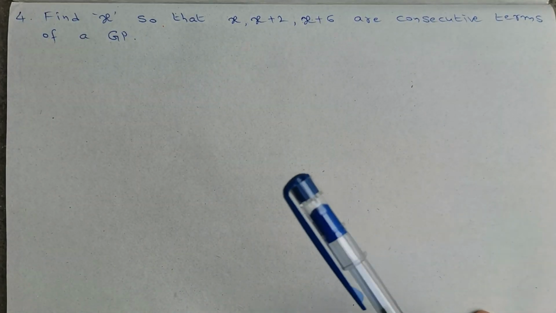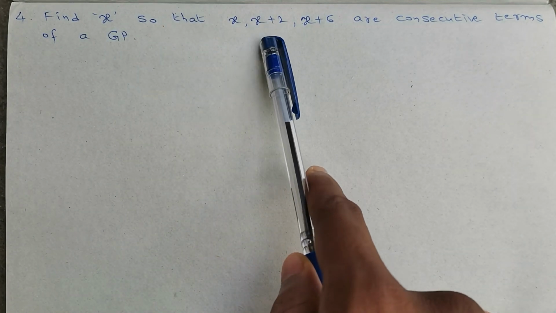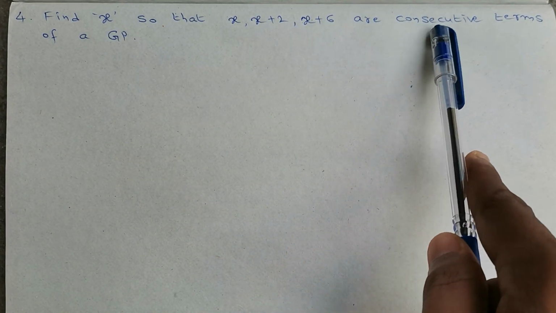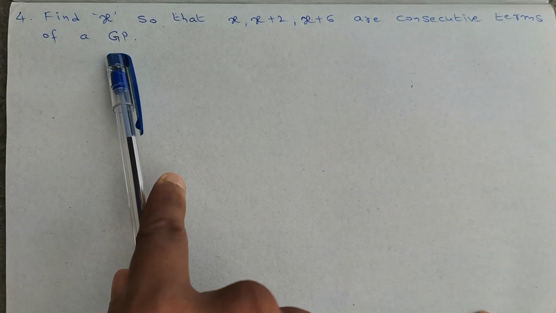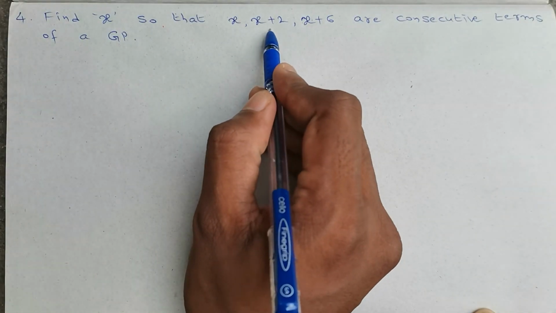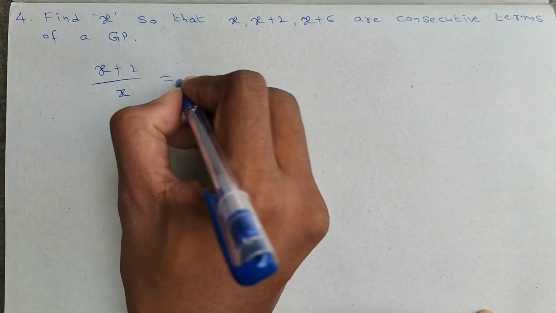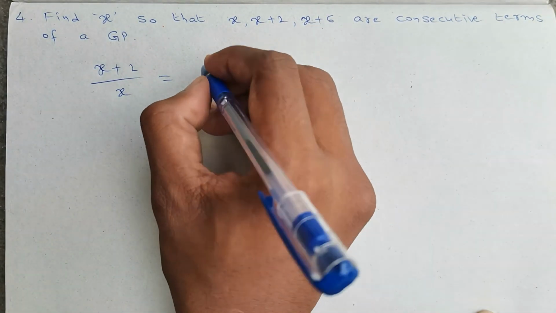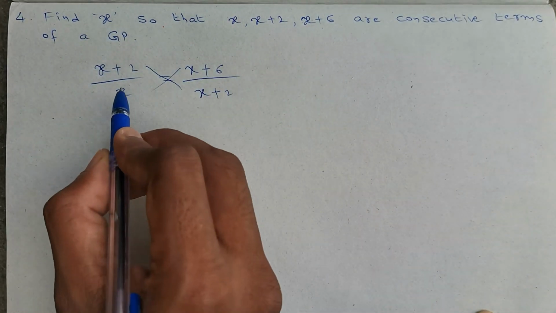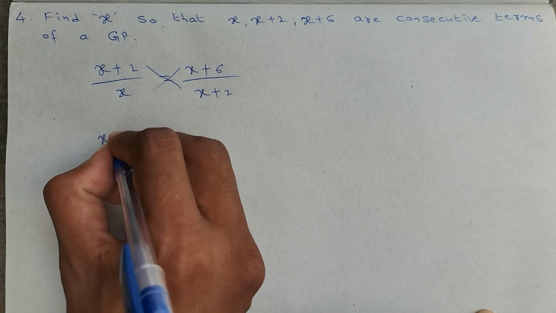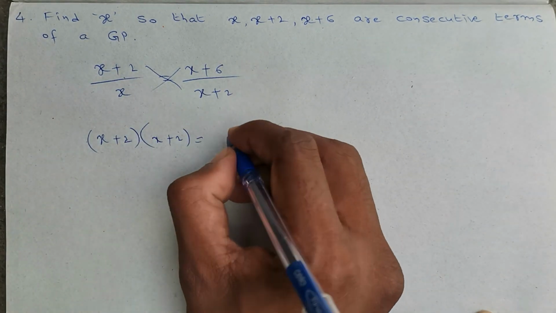Okay, let's discuss the last problem in this exercise. Find x so that x, x plus 2, x plus 6 are consecutive terms of a GP. So in the question itself, it is confirmed that it is in GP. So second term divided by first term, x plus 2 divided by x, is equal to third term divided by second term, x plus 6 divided by x plus 2. If we do cross multiplication, here x plus 2 into x plus 2 is equal to x into x plus 6.